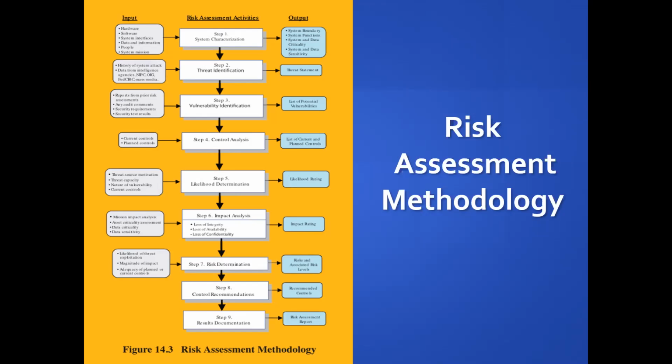And after that, likelihood of something working or happening, and the impact. What is the actual impact of losing, and notice again the principles, integrity, availability, confidentiality? You determine the risk based on that, and then you're ready to make recommendations on the type of controls you need to have. And finally, you create some kind of report.